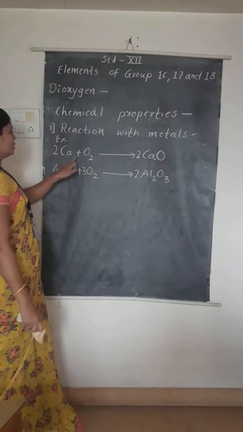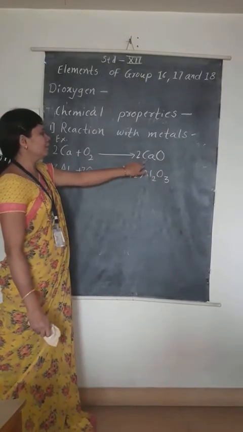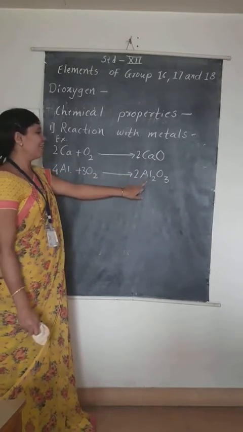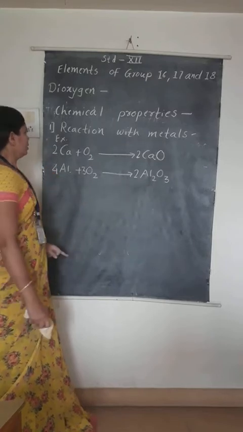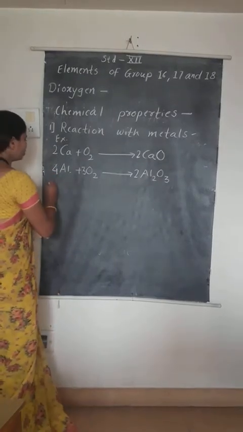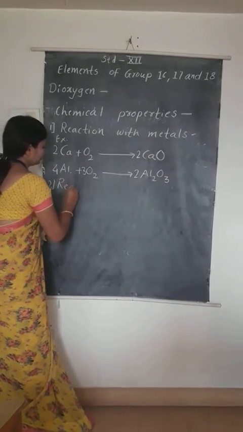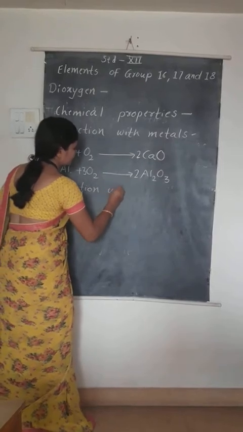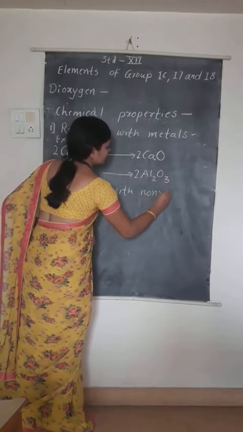Now see here students, this calcium oxide acts as a basic oxide, whereas this aluminium oxide acts as an amphoteric oxide. Then reaction of dioxygen with non-metals.